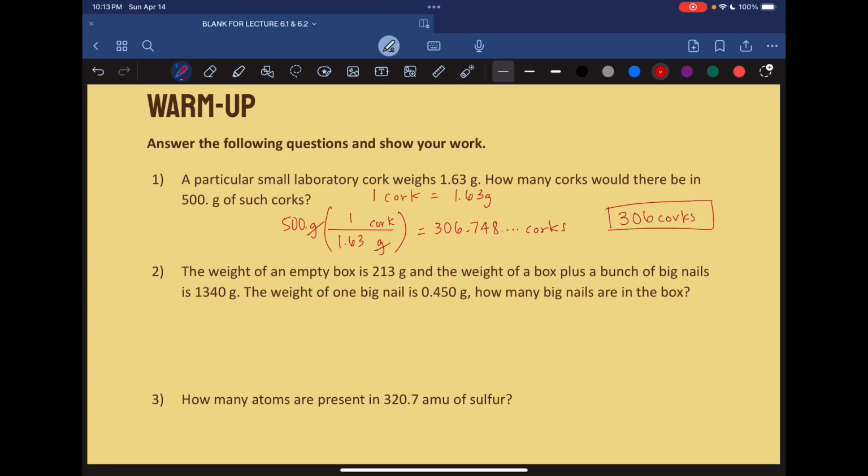Second problem, the weight of an empty box is 213 grams, and the weight of a box plus a bunch of big nails is 1,340 grams. The weight of one big nail is 0.450 grams. So how many nails are there? We're going to take the weight of everything, 1,340. We're going to subtract the weight of the empty box, and you will get 1,127 grams. So that's the weight of the nails.